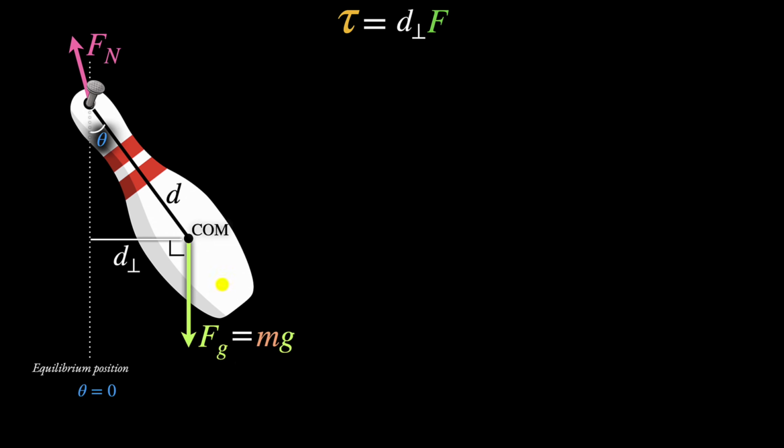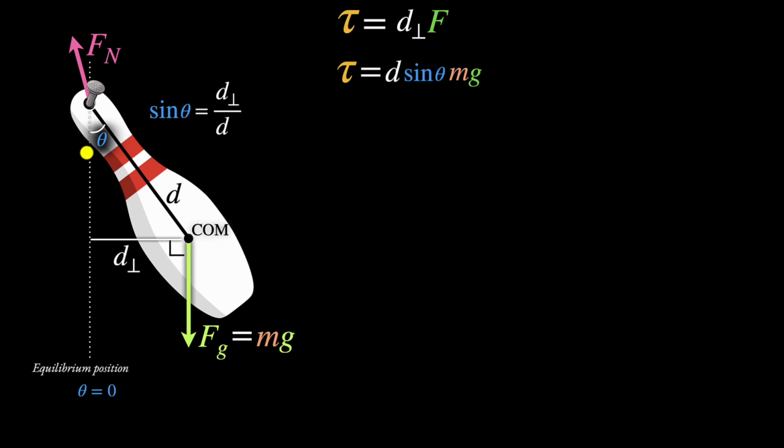Okay, so for the torque due to gravity, the force is mg. But what is d perpendicular? Well, if this angle is theta, then sine theta is just d perpendicular divided by d. So that means d perpendicular is d times sine theta. So the torque due to gravity is going to be d times sine theta times the force of gravity.